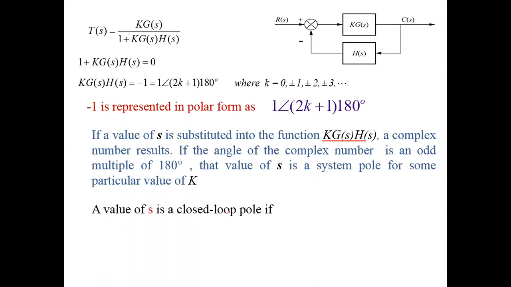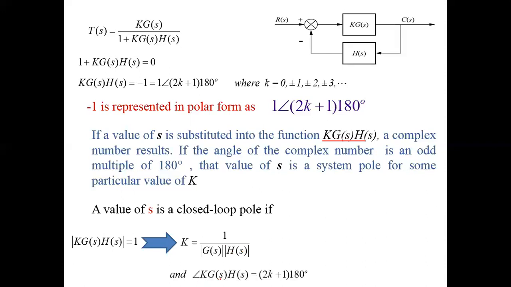A value of s is a closed loop pole if the magnitude of the product of these terms equals 1, or k equals 1 over the magnitude of G(s) multiplied by the magnitude of H(s), or the angle of k G(s) H(s) is an odd multiple of 180. By using these two conditions, we can check whether any point is included in the root locus or not. This is called the magnitude criterion, and this is the angle criterion or angle condition.